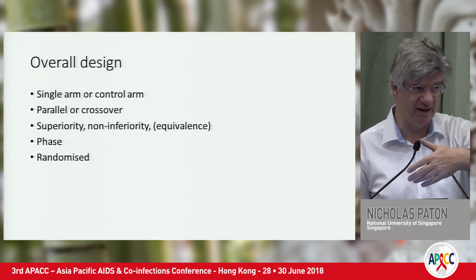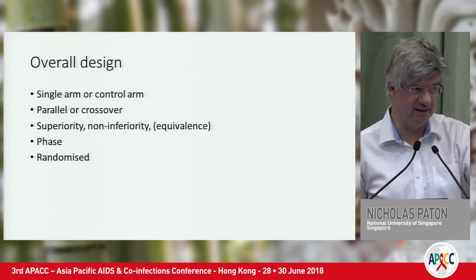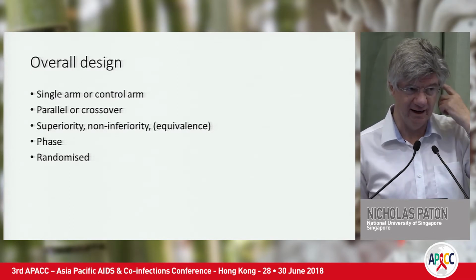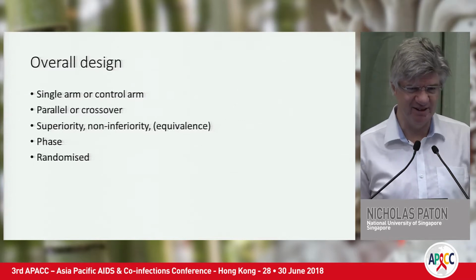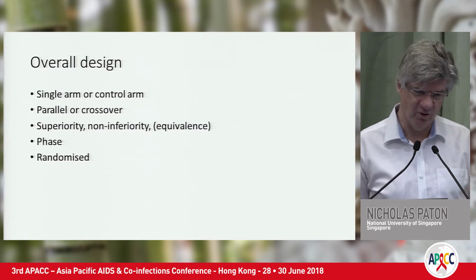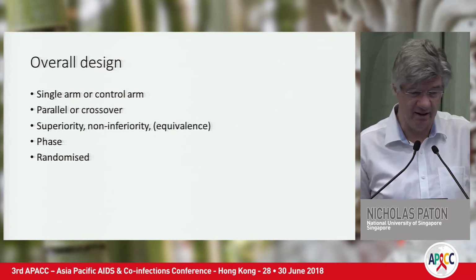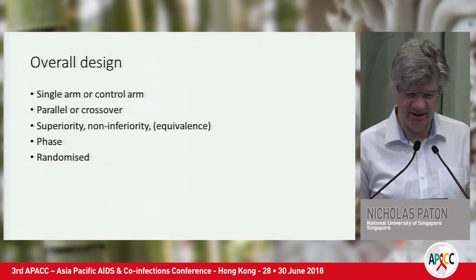Phase 4 is post-licensing. Most of the trials you do as an investigator-initiated trial post-licensing would be phase 4, or if you're lucky enough to get millions of dollars, you might be able to do a phase 3, but that's unusual. So it's usually phase 4, or sometimes you can get an early compound, you could do phase 1. Unlikely. And then whether it's going to be randomized or not. Okay, so that's the overall design.